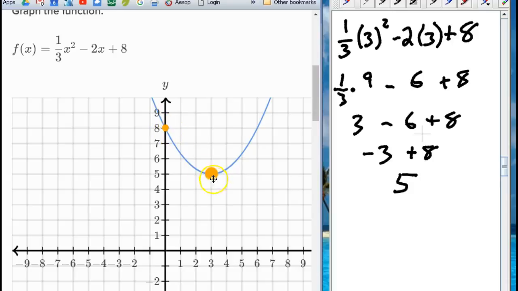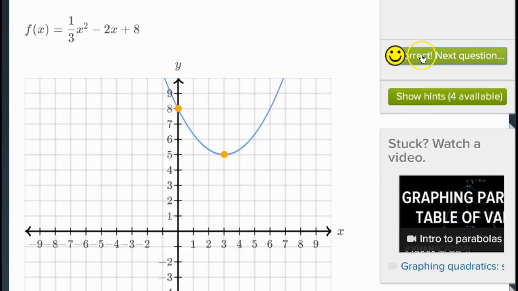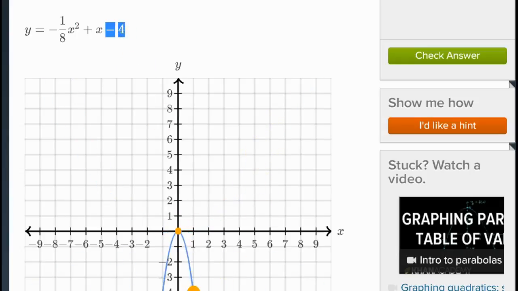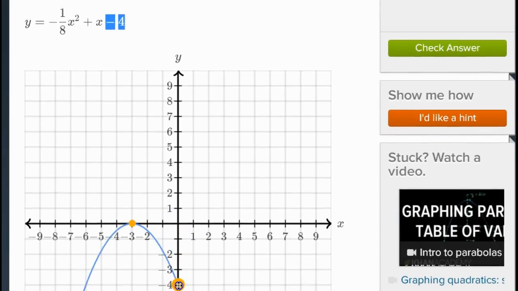All right, so we got the vertex, which is at 3, 5. We got the y-intercept, which is at 8. And then you can go ahead and check your answer. And there you go. Okay. So find the vertex using the formula, right? And then the other point, there's 2 of them, make that the y-intercept, which is negative 4 on this one. So really fast, the y-intercept's negative 4, and you just have to figure out, well, where does the vertex go? So one of them's really easy, the other one, use the formula and help you.